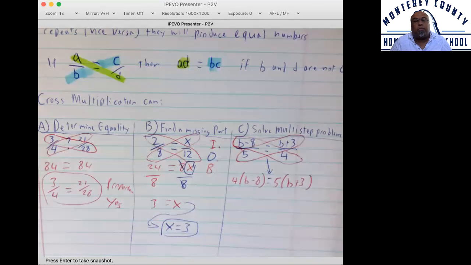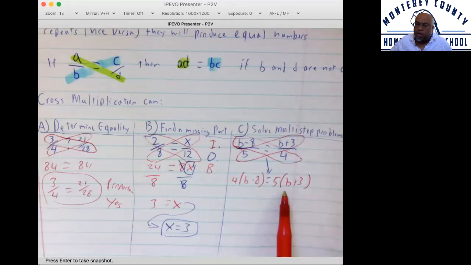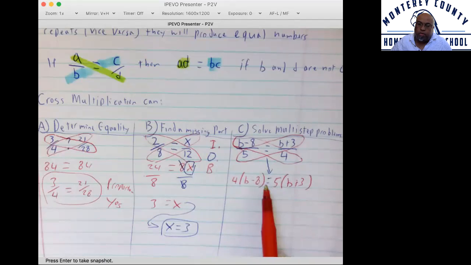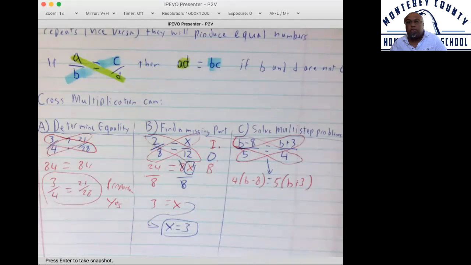Now those parentheses are important because when you do distributive property, you multiply what's outside the parentheses to everything on the inside of the parentheses, okay? So if you had no parentheses, then you would say 5 times b, and then you would say plus 3. No, you have to multiply the 5 to everything. So now I'm going to distribute so I can simplify my problem.